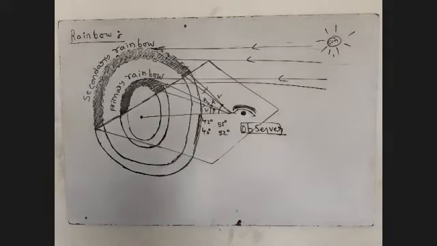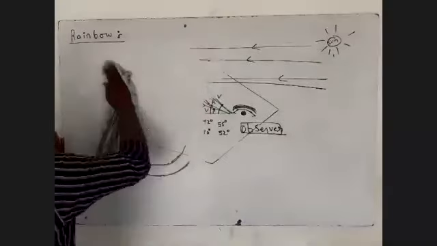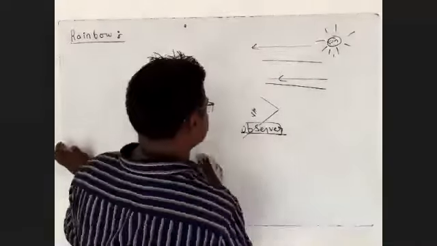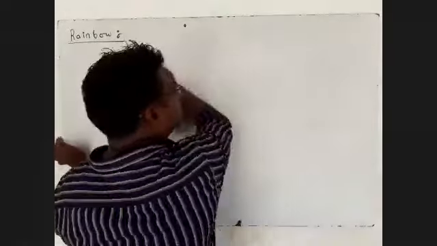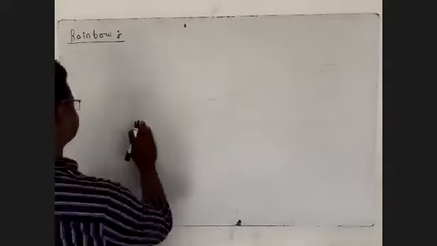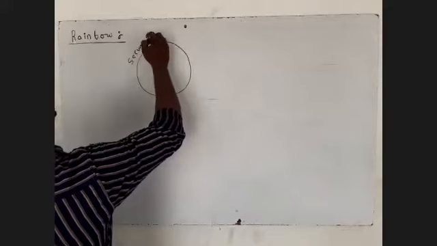So we have a primary rainbow and a secondary rainbow. We have a sequence: primary rainbow, secondary rainbow.